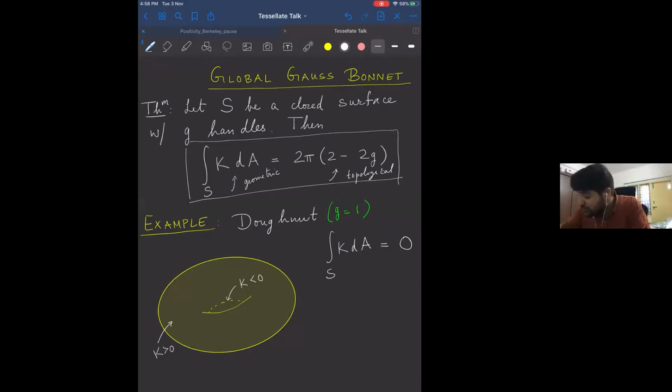For instance, if you look at a donut, where the genus is 1, the right hand side becomes 0. So Gauss-Bonnet tells you that the integral of the total curvature is 0. I already pointed out that on the inner parts of the torus, the curvature is negative, and on the outer parts, the curvature is positive. So Gauss-Bonnet tells you that the curvature has distributed itself so beautifully that the positive parts precisely cancel out the negative parts on a donut.